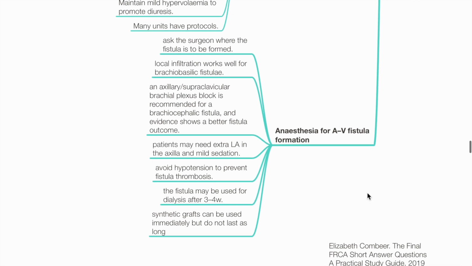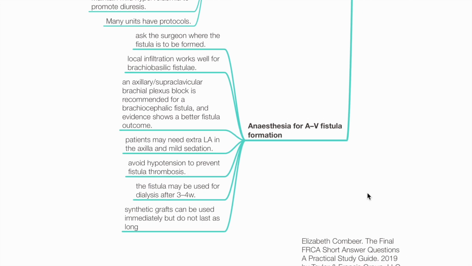Anesthesia for AV fistula formation. Ask the surgeon where the fistula is to be formed. Local infiltration works well for brachiobasilic fistulae. An axillary or supraclavicular brachial plexus block is recommended for a brachiocephalic fistula. Evidence shows a better fistula outcome.